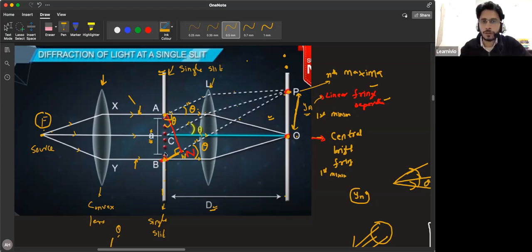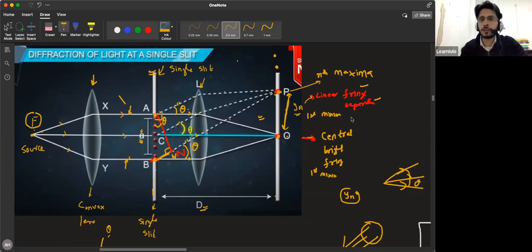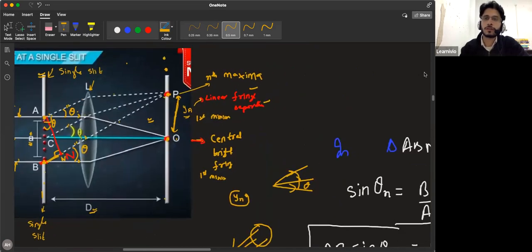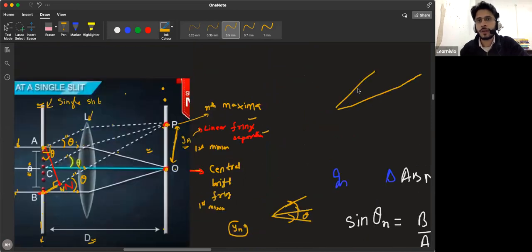These are two different points, right? We are just calculating the difference in path. See, if you have two lines, this is one line and this is, let's say, another line. They are unequal. Let's call this line 1 and this line 2. I ask you to cut a portion from line 2 which is equal to line 1. What will you do?